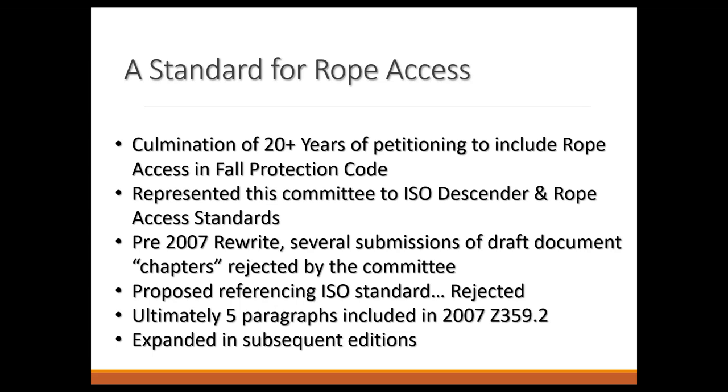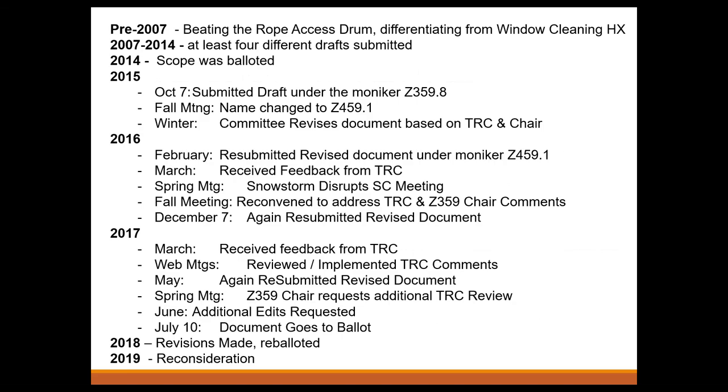And when that didn't work, we finally managed to get a few paragraphs into the 2007 version of Z359.2, which is the Comprehensive Managed Fall Protection Program standard. And that was really our toe in the door in 2007 to get people to really understand what rope access is. We've also worked very hard to familiarize people in the industry with rope access, inviting them to classes, to jobs, to work sites, and that's really been instrumental. Prior to 2007, it was just a matter of beating the drum, and then finally in 2014, we had a new scope balloted.